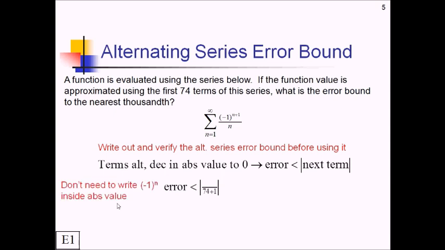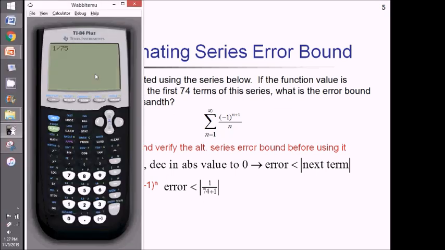Well, since we're already inside an absolute value, we don't need to write out -1 to some exponent, because that just changes the sign of the whole expression. So I'm just going to write a 1 up here. And now they wanted this to the nearest thousandth, so let's go ahead and calculate that on the calculator.